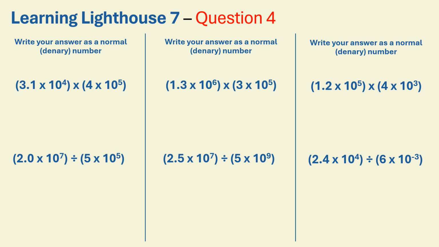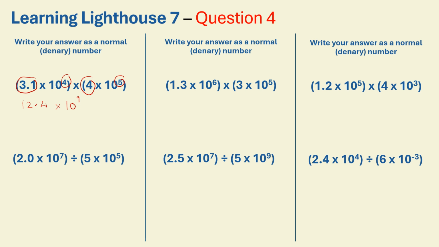For these, I'm going to convert to denary at the end. So the first thing I'm going to do is multiply 3.1 times 4, which is 12.4. Then I'm going to use my power laws to know that these parts multiplied together gives 10 to the power 9.